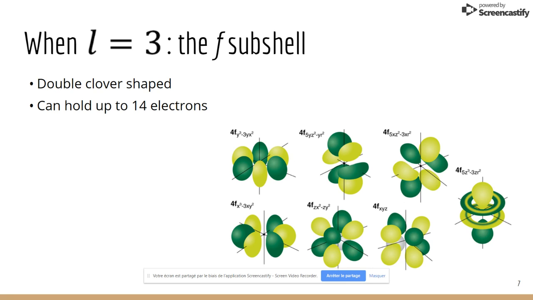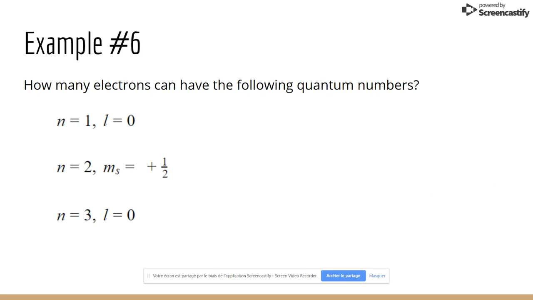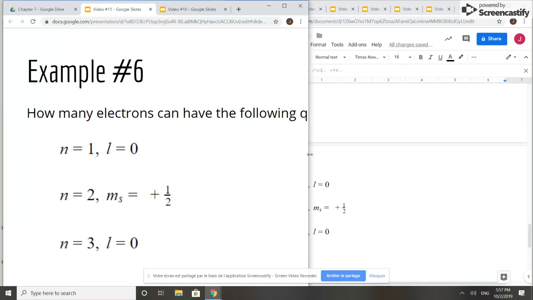When l is equal to 3, that is the f subshell. So m sub l can be -3, -2, -1, 0, +1, +2, +3. So there's 7 of them. Each of them could have plus 1/2 and minus 1/2 for their spin. The f subshell can hold up to 14 electrons. Let's take a look at a little example with this. Pause here. So I'll work through it.